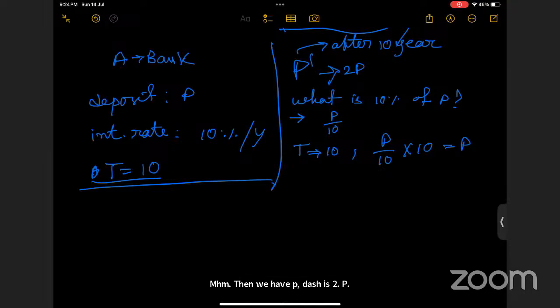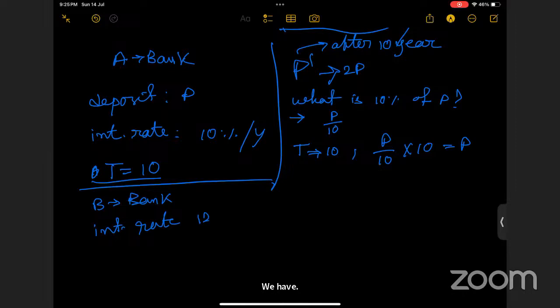Then what they're saying is, deposit in another bank for N years, which provides an interest rate per year. So we have another bank B. We have interest rate 12.5% per year, and time is N years. A may represent the amount.